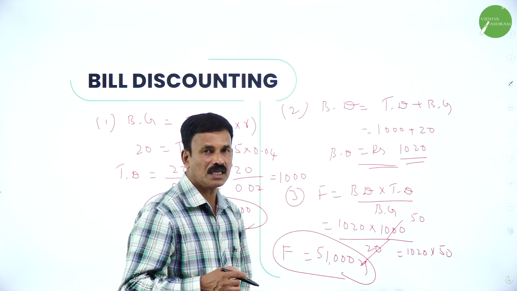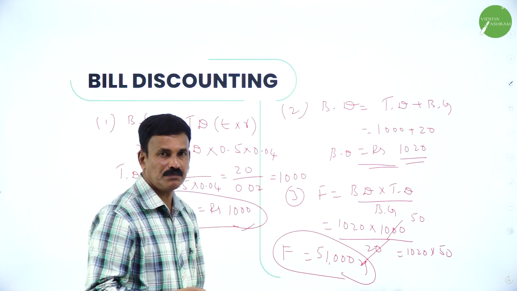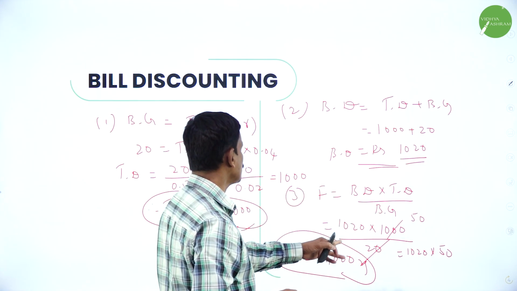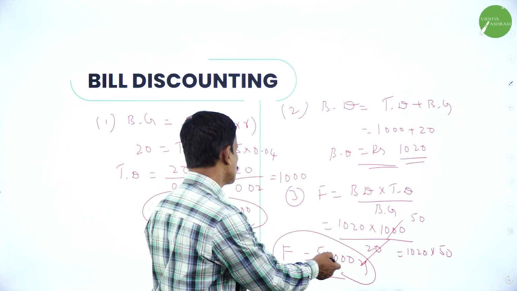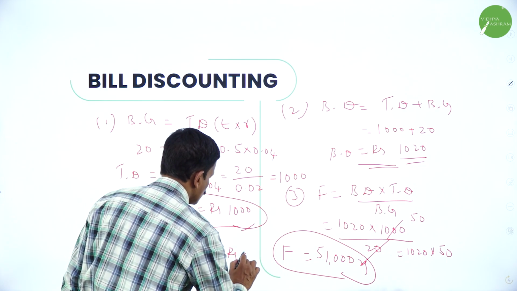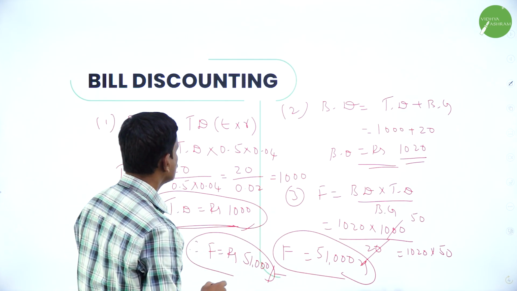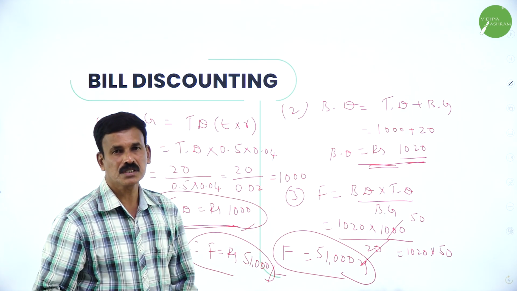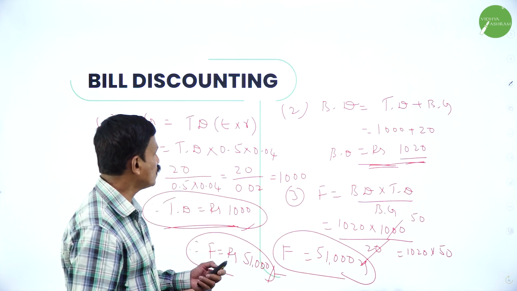And find the third one. The third one is face value. Face value of the bill is BD into TD divided by BG. What is BD? 1020. TD is equal to 1000, divided by the banker's gain 20. So 1000 divided by 20 is 50. So 1020 into 50 is equal to 51,000. Therefore the face value F is equal to rupees 51,000. So these are the required answers: TD is equal to 1000, BD is equal to 1020, and the face value is 51,000. That's it. This is a very important problem for 3 marks. Hope you followed.